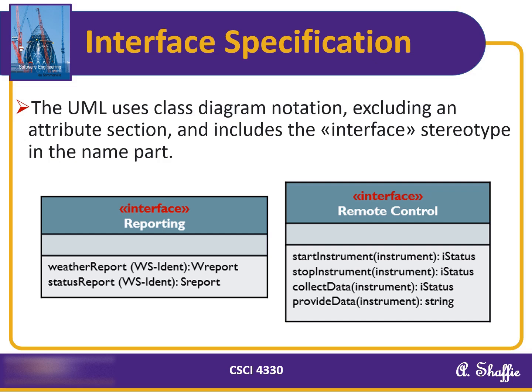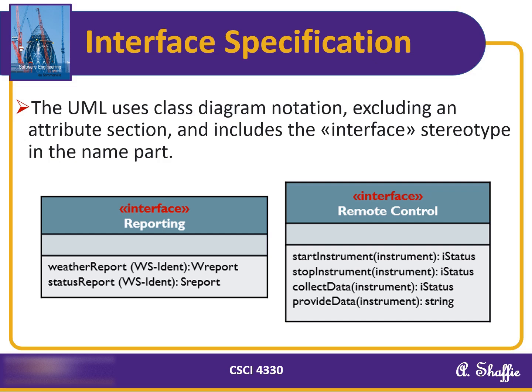In this slide, we see how UML class diagram notation is used for interface specification. When representing interfaces in UML, we use the interface stereotype, which you can see included in the name section of each interface here. Unlike a regular class diagram, an interface diagram excludes the attribute section, as interfaces focus solely on the methods and behaviors that the object provides, rather than its internal state.